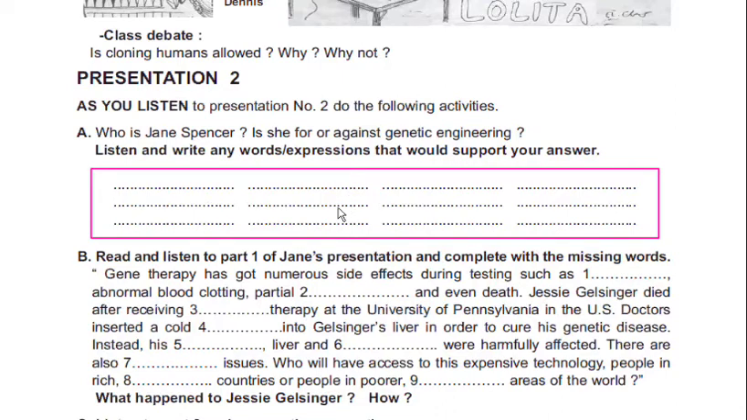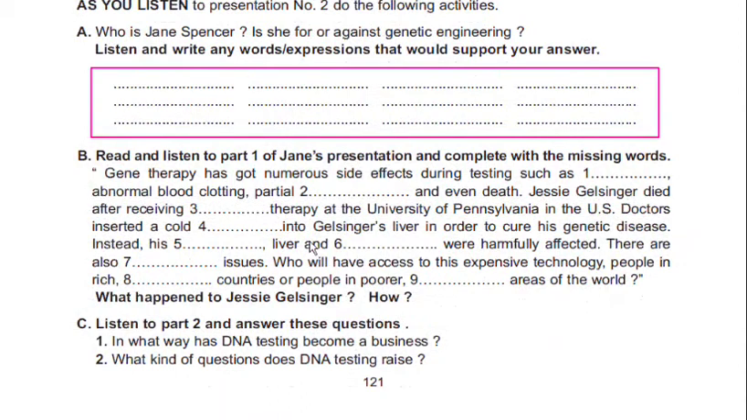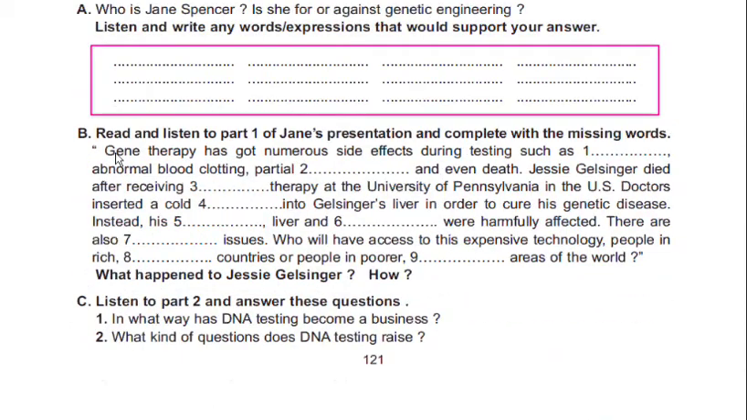As you play the passage, you're going to go through this paragraph that starts as follows. Gene therapy has got numerous side effects. The side effects are the unwanted consequences of using a drug, a medicine. For example, you take a drug, a medicine for fever, but you get other problems.